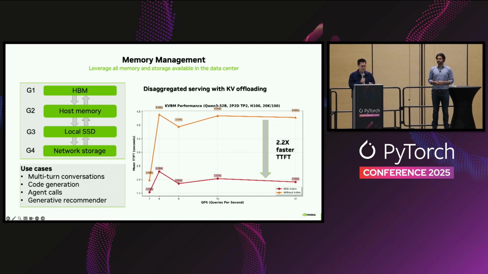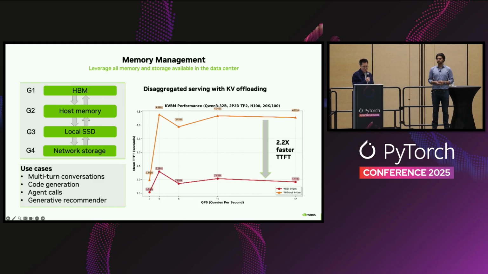Furthermore, by leveraging multiple storage tiers beyond what can be stored in HBM, we can process significantly larger context windows. This caching capability is especially attractive for use cases with high KV cache reuse, such as multi-turn conversations, code generation, or calling agents. Generative recommenders that leverage LLMs can also store large KV caches for their users to offer hyper-personalized recommendations.